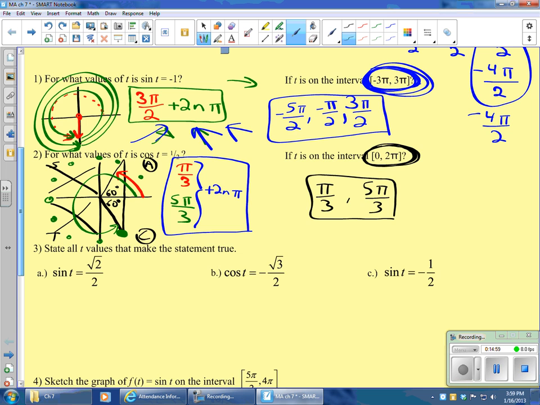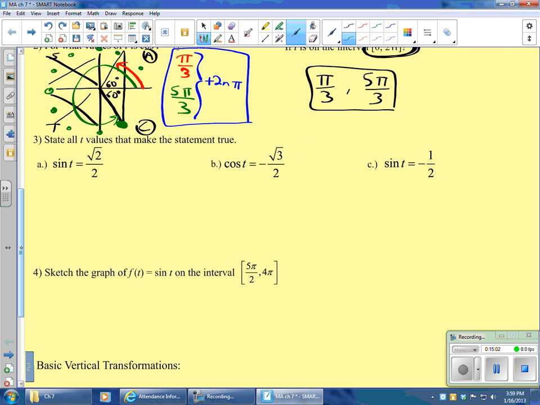Number 3 is the same idea. Again, since it just wants all the answers, I know all my solutions here are going to say plus 2n pi. I'm going to follow the same procedure I did on number 2. First, think about a unit circle. Move that over a little bit. And think All Students Take Calculus. A there. And I go, okay, it wants sine to be a positive number. Where does that happen? That happens in the first and the second quadrants. So I'm not going to look at the third and the fourth.